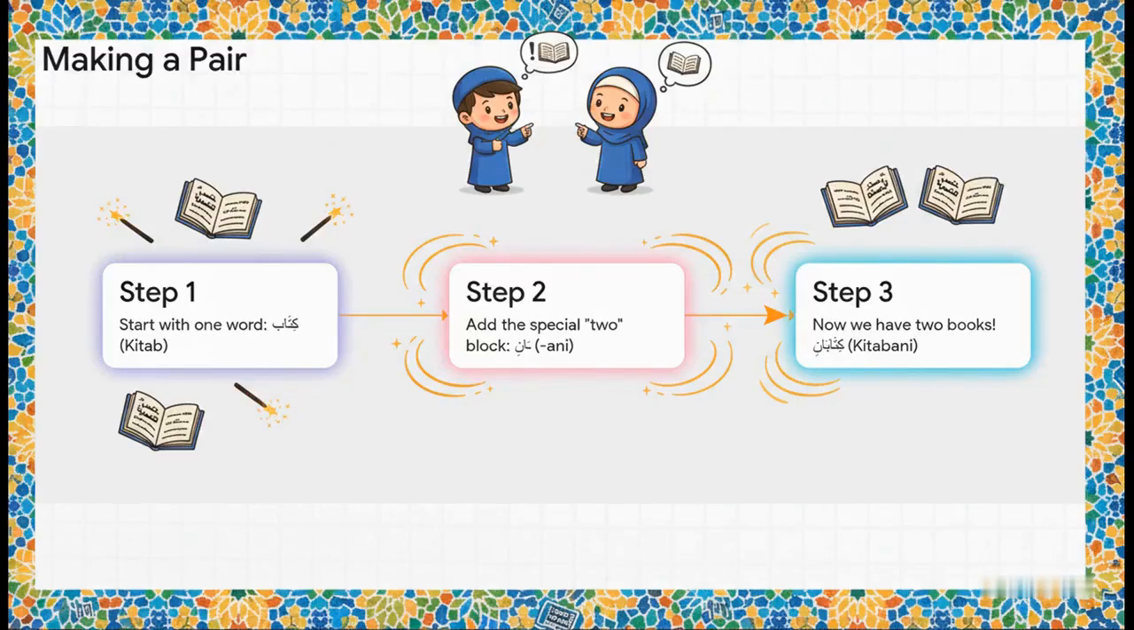Okay, the secret is so easy, it really is like magic. You just take our word kitab, and you snap on a special little sound block at the end. It's the Aani sound, and boom, we get Kitabani. We just built the word for two books. How cool is that? It's like a secret power for words.